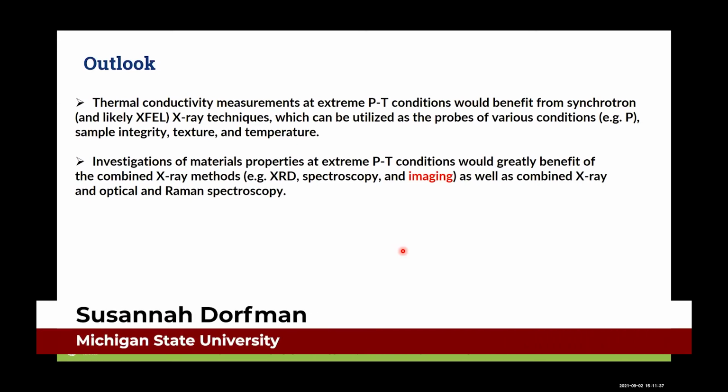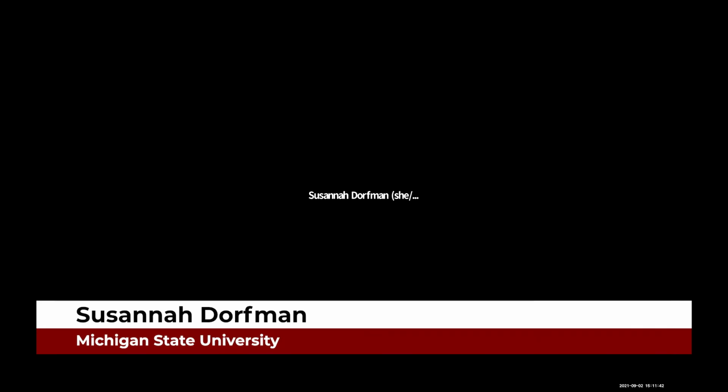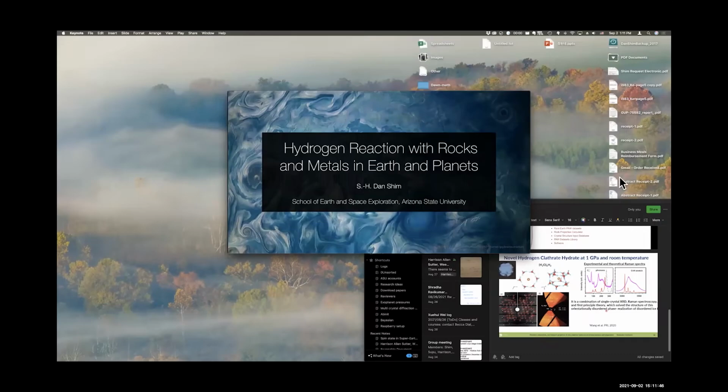So our next talk is, thanks again, Alex. Our next talk is going to be Dan Shim from Arizona State, talking about hydrogen reaction with rocks and metals in the deep interiors of Earth and planets.